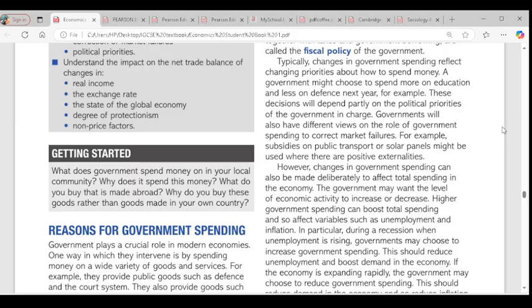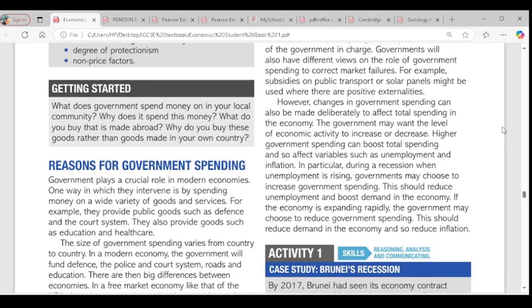Government spending can also be influenced by the level of economic activity. In essence, spending can be increased to raise aggregate demand during a recession, or reduced to lower demand because of inflation. Economic activity simply means events happening within the economy.